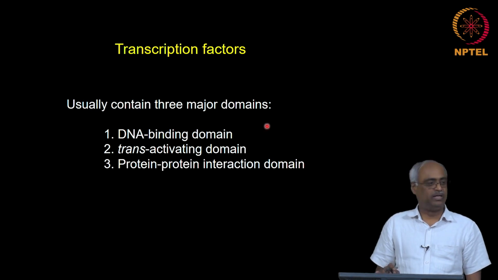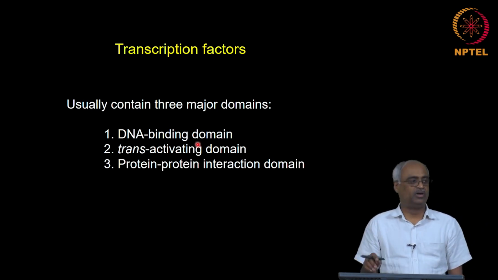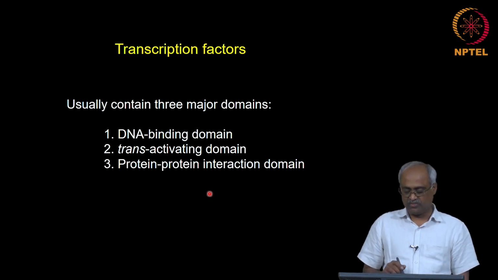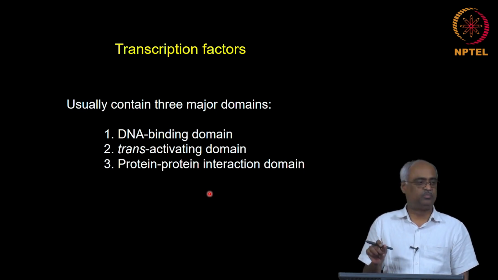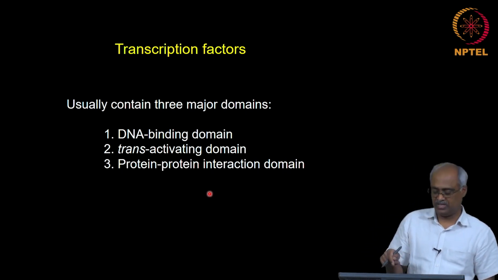A DNA binding domain, which is the part of the protein that binds to the DNA directly, with amino acids interacting with the DNA double helix. A transactivating domain, where other proteins or factors that bind might modulate the activity of that particular transcription factor. And a third one, protein-protein interaction. Some of the transcription factors, for example the one that we are going to see, act as a dimer. So the two polypeptide chains interact in that region. Sometimes other proteins interact and influence their activity.